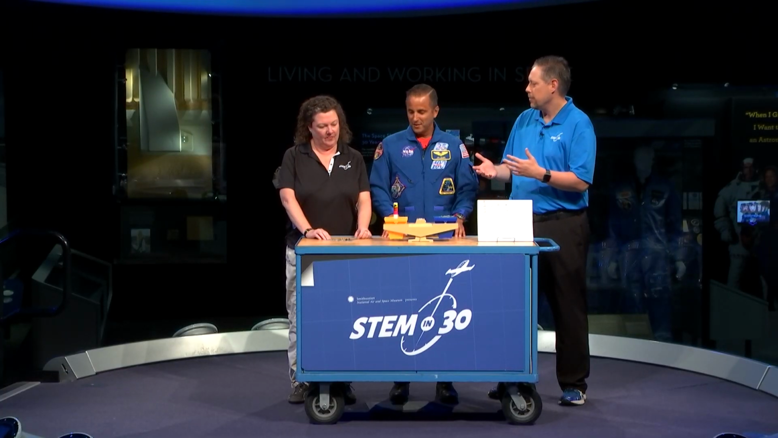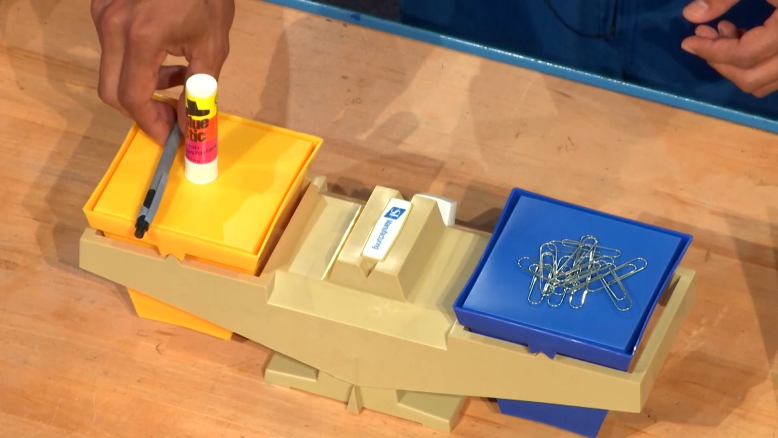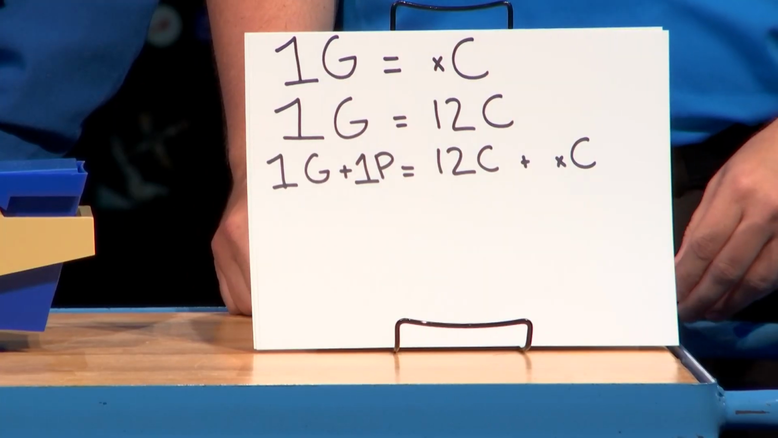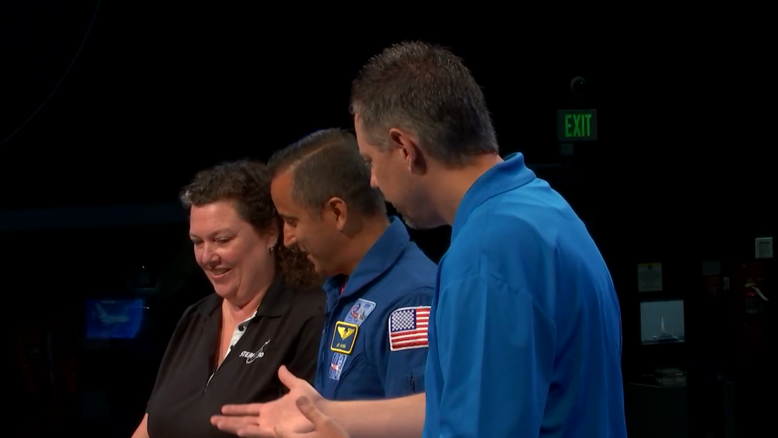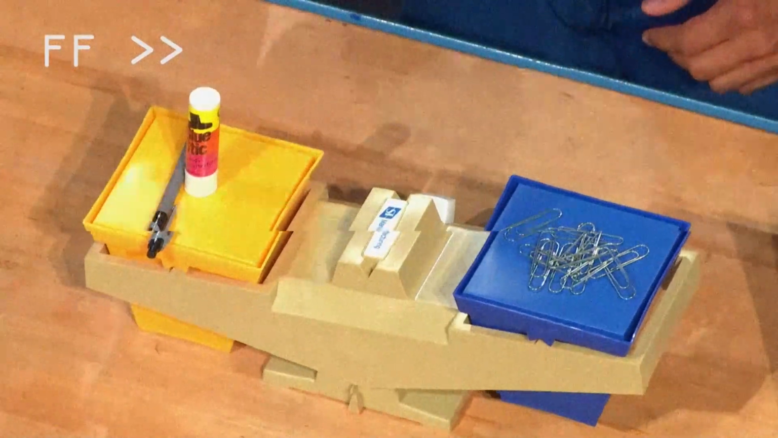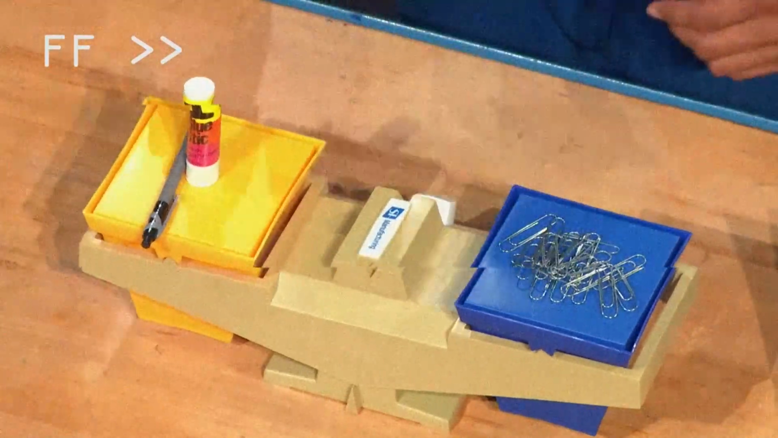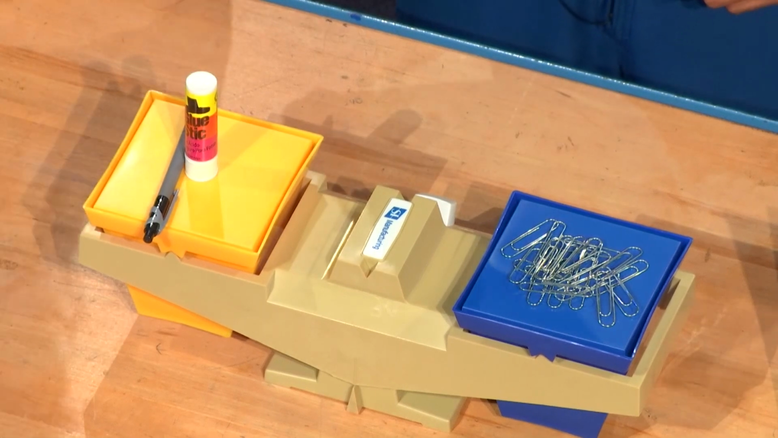Now let's make that a little bit harder. Go ahead and put that with a glue stick. With the glue? Yeah. All right. So now we have that 1g, the glue stick, plus 1p, the pen, equals 12 paper clips. We already know that that equals the glue stick. Now we're going to have to add in more paper clips. So that's our xc. So let's add a few more paper clips here. Okay. All right. 1, 2, 3, 4, 5, 6, 7, 8. There we go. And we're balanced.